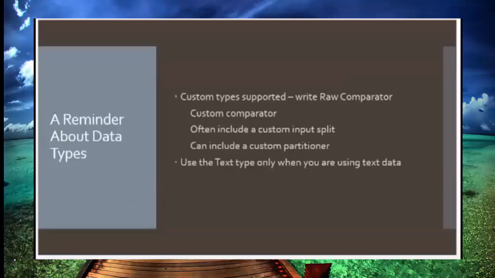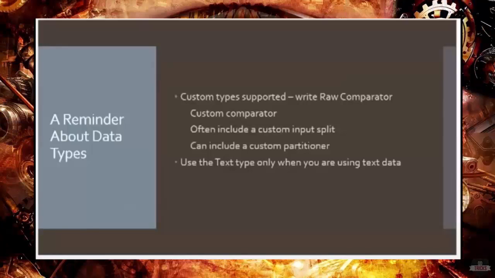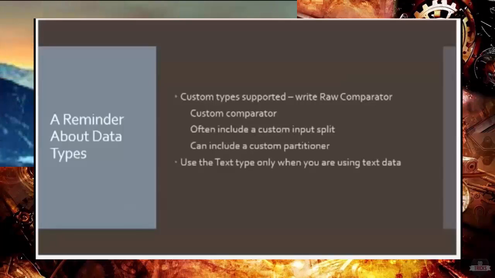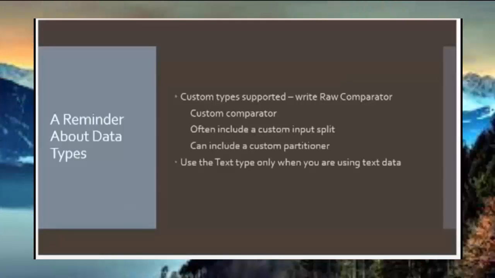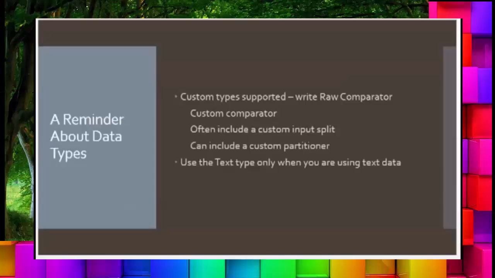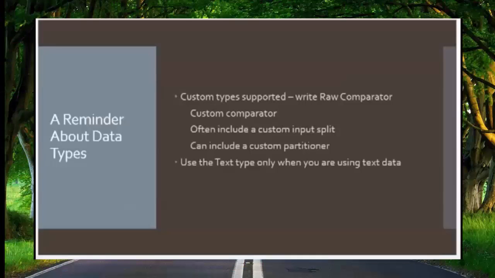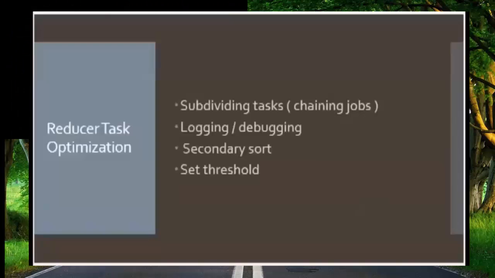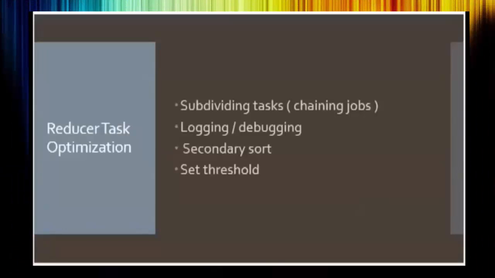Another tip I'm going to give you around data types is you only want to use the text type when you're using text data because there is a slight performance difference between text and the numeric types. And this comes out of a recommendation from Cloudera. They see out in the wild that Hadoop developers tend to default to the text type even when they really should be using a numeric type. So I'm going to talk about what I see in my production situations.